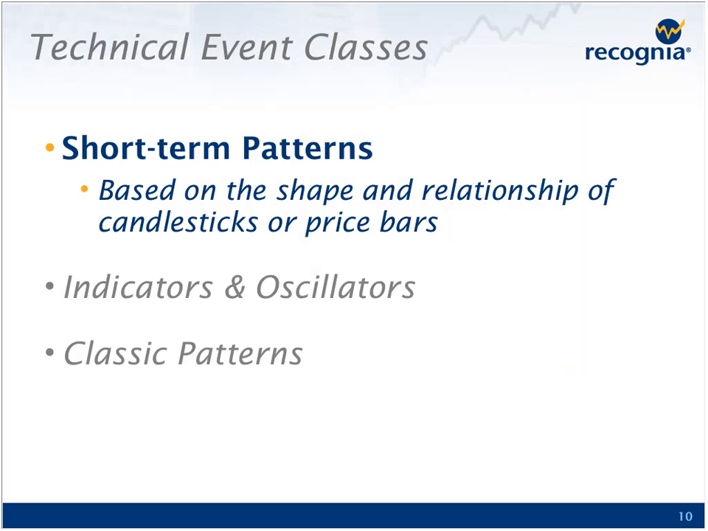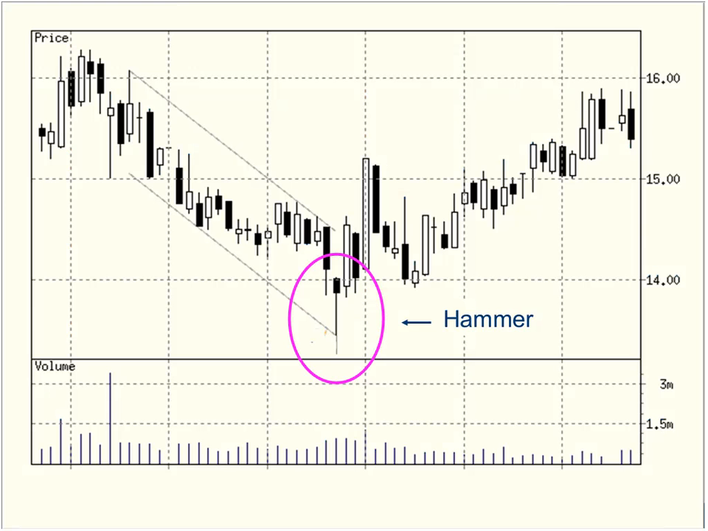Now, technicians, of course, over time have defined lots and lots of different kinds of patterns and events like the one I just showed you. And at Recognia, we group those into three major categories. We call them short-term patterns, which are based on the shape and relationship of candlesticks or price bars. They're indicators and oscillators, and they're classic patterns. Let's just take a minute and we'll look at a couple of examples of each of these different classes of events. Let's start off with a very common short-term pattern called the hammer.